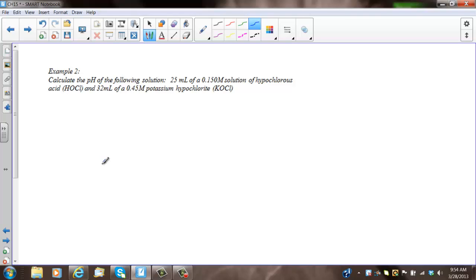Okay, I think I'm going to do 2 more problems, and then we're going to go into another lesson, which is just more problem solving. So calculate the pH of the following solution. We've got 25 mils of 0.15 molar solution of hypochlorous acid, which is HOCl, and 32 mils of a 0.45 molar solution of potassium hypochlorite. We're not interested in the K, we're interested in the OCl minus, which would just be the hypochlorite ion. So let's figure out what we have here.